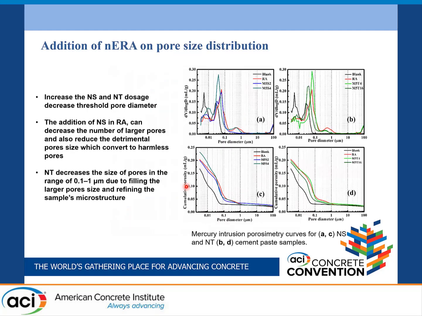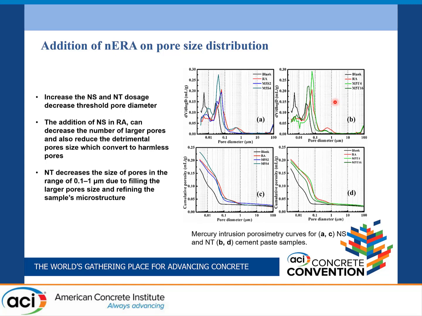For this test, we mentioned that increasing the nanosilica and the nano-titanium dosage decreases the threshold pore diameter, and the addition of nanosilica in RA can decrease the number of larger pores and also reduce the detrimental pore size, which converts to harmless pores. The size of nano-titanium and nanosilica is small, 15 nanometer to 20 or 25 nanometer, so it decreases the larger pores, and the harmful pores convert to harmless pores.